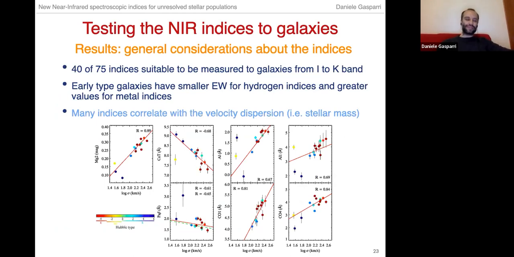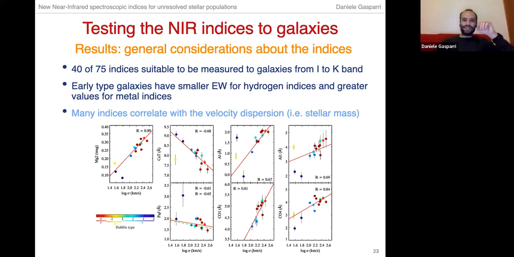So the result of this first step is that only 40 of 75 indices are suitable to be measured in galaxy spectra, because many of these indices fall in the telluric absorption, and the spectra of galaxies have much less signal to noise than the stellar spectral libraries used. Generally, we don't see differences in morphological types. The only difference is that in this sample, and generally, the elliptical galaxies, the early-type galaxies, are very old systems, so they tend to have smaller equivalent width values of hydrogen indices and larger for metal indices.